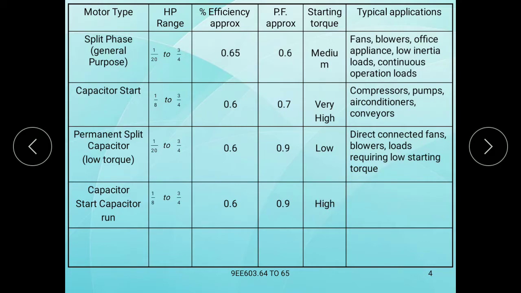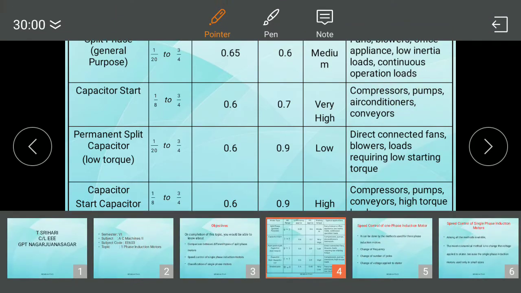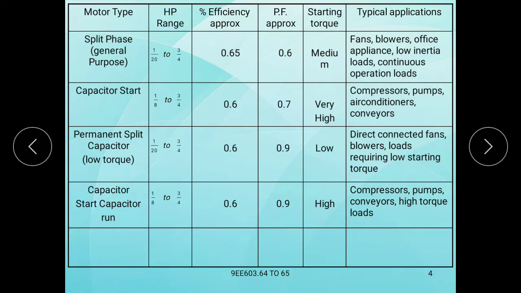The power factor is approximately 0.9, and it is used for starting compressors, pumps, conveyors, high torque loads. It is the same as the previous one, but here air conditioners are given for high starting torque, high torque loads.